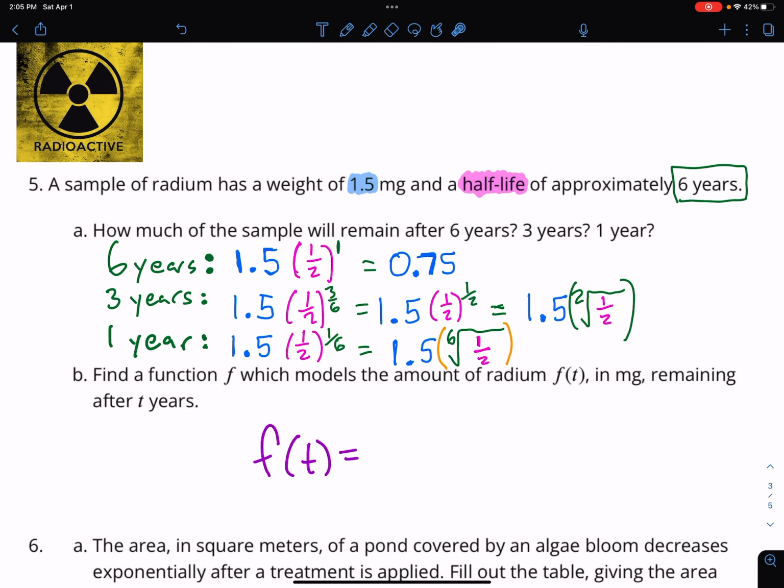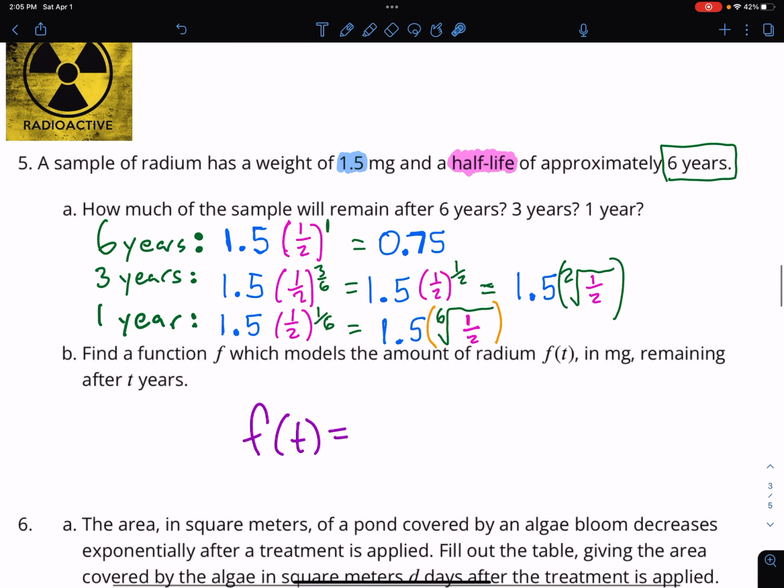Question 5, part B. That radium has a weight of 1.5 milligrams and a half-life of 6 years. Find a function f which models the amount of radium f of t in milligrams remaining in years. So you know what I did? I took this f of t. I wrote it right down here.